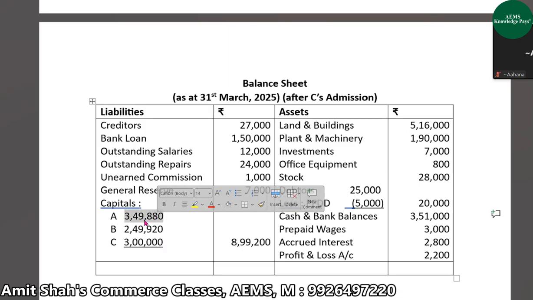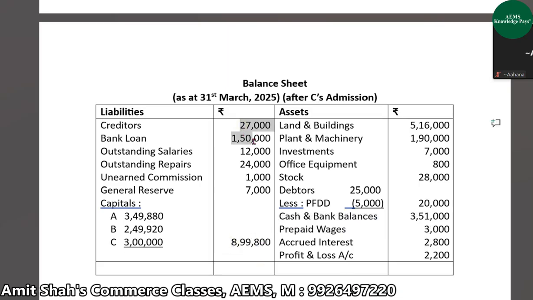I took it as 350. This is 250. So 350 plus 250 is 6. 6 plus 3 is 9. 9 lakh minus 200 should be 8 lakh 99,800. I'm sorry. So this is 8 lakh 99,800.